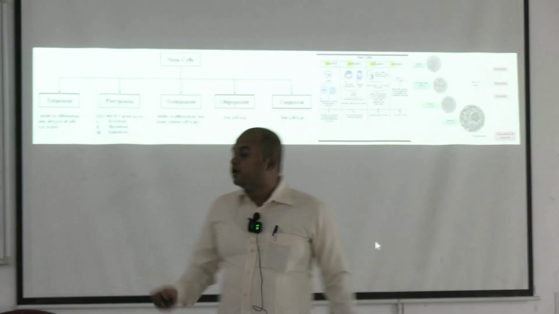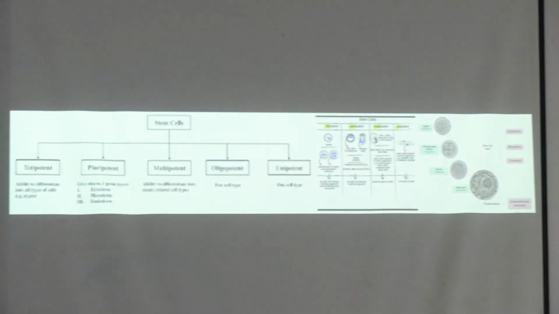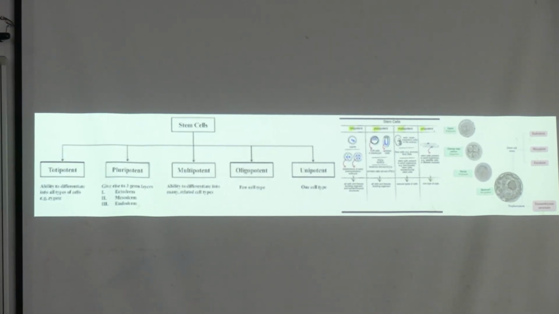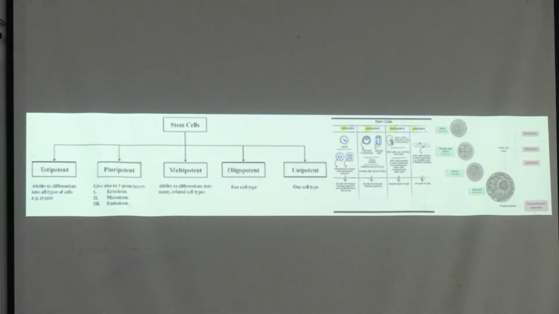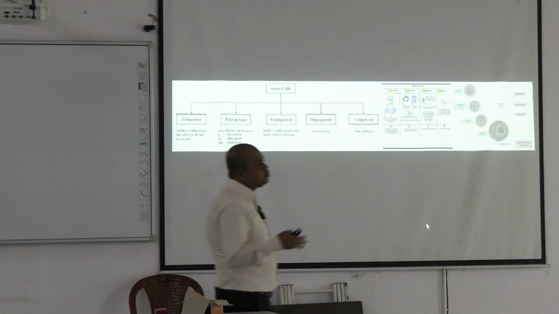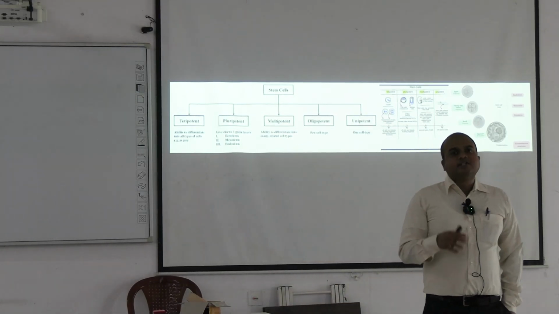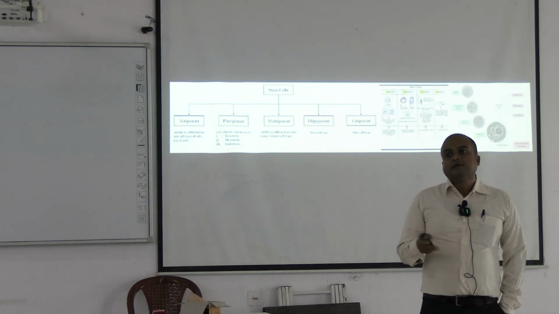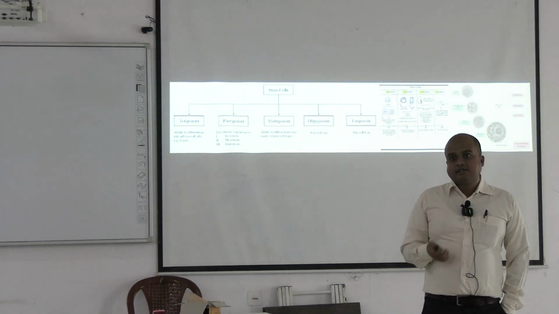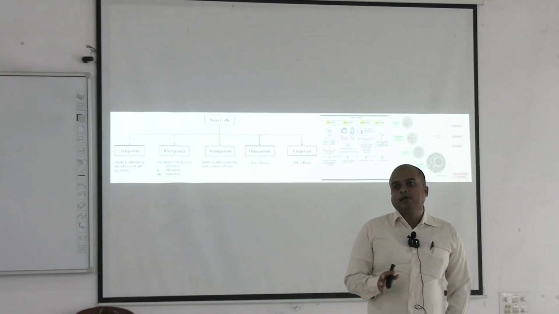We will come across these different terms: totipotent, unipotent, multipotent. Unipotent is still not used in all standard textbooks, but totipotent and pluripotent are standard accepted terms. Totipotent is at the zygote level: after the formation of the zygote, it is the ability of stem cells to differentiate into different types of cells, and among these potent stem cells, these are the most potent.